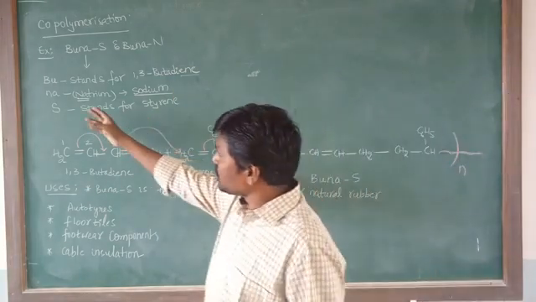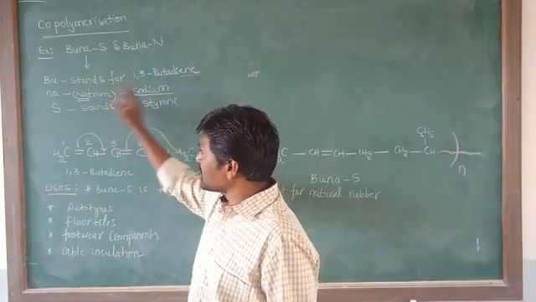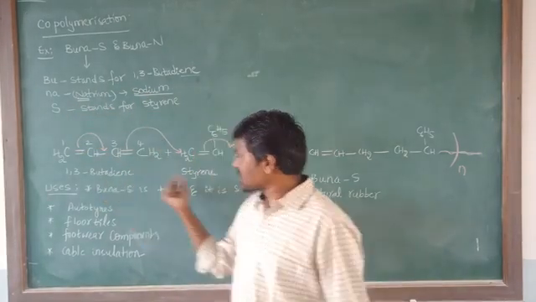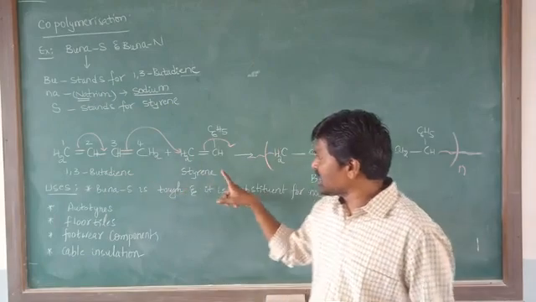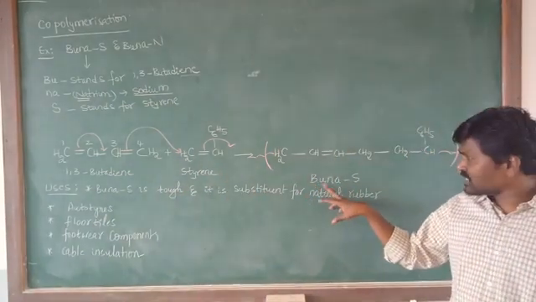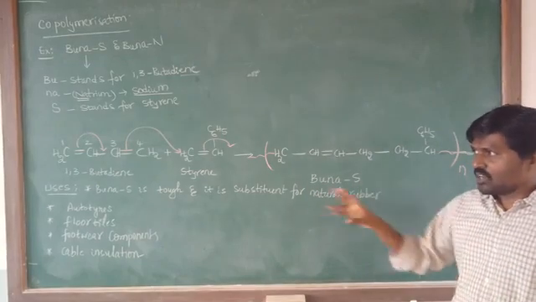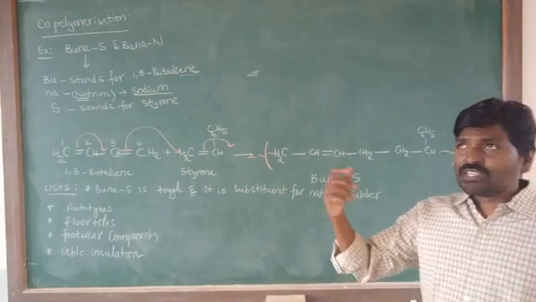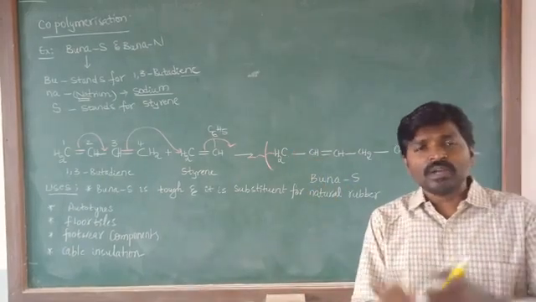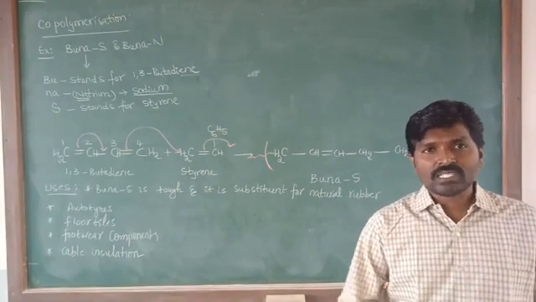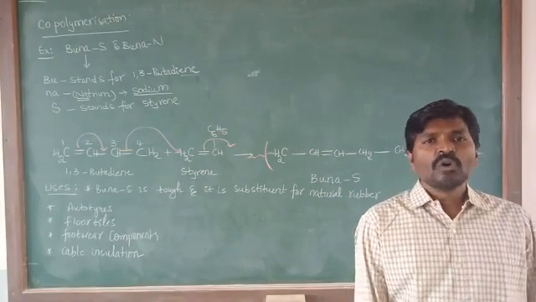Buna S means: Bu stands for 1,3-butadiene, Na stands for sodium, S stands for styrene. Whenever the reaction is carried out between 1,3-butadiene and styrene, polymers are formed. Those polymers are called Buna S polymers. If these copolymers are compared with the homopolymers, they exhibit some different properties.